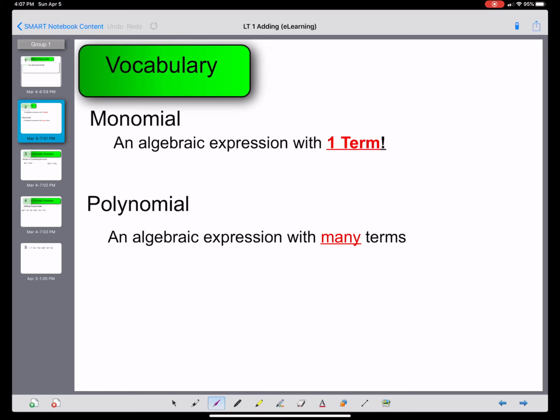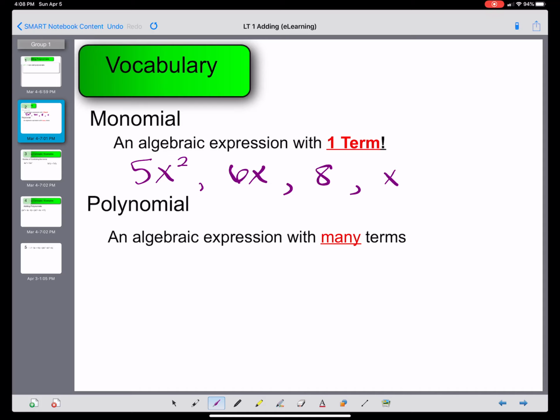Well, let's look at some examples of monomials. I can write down, let's see, 5x squared. That is a monomial. It's one term. Another monomial could be 6x. That's an example of a monomial. It's still one term. We can have just a constant, an 8. That's one term. We can also have just a variable. That's still one term. These are all examples of monomials.